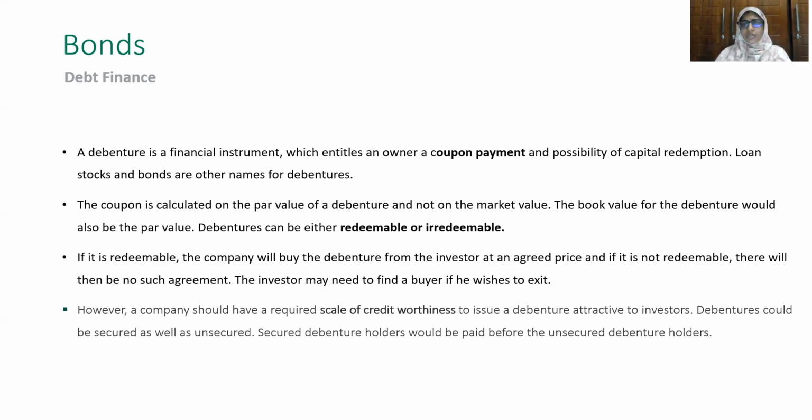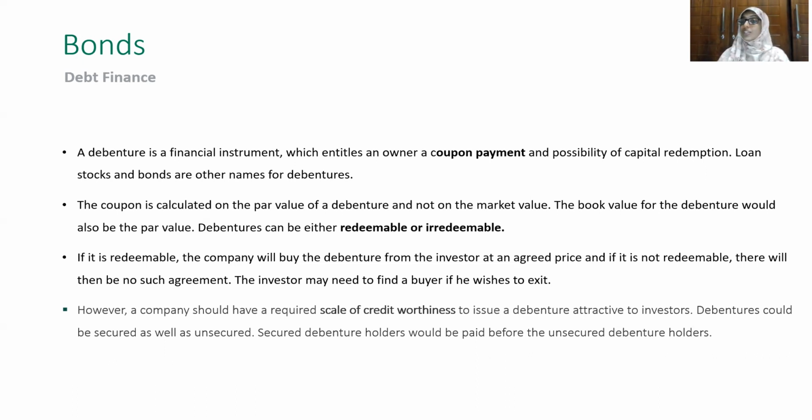So now generally debentures have a higher value than a normal loan interest rate, bank rate. It is because there is a higher scale of credit worthiness. So the company should show that there is a higher scale of credit worthiness for an investor to come in and then invest in this debenture. So debentures could be secured debentures as well as unsecured debentures.